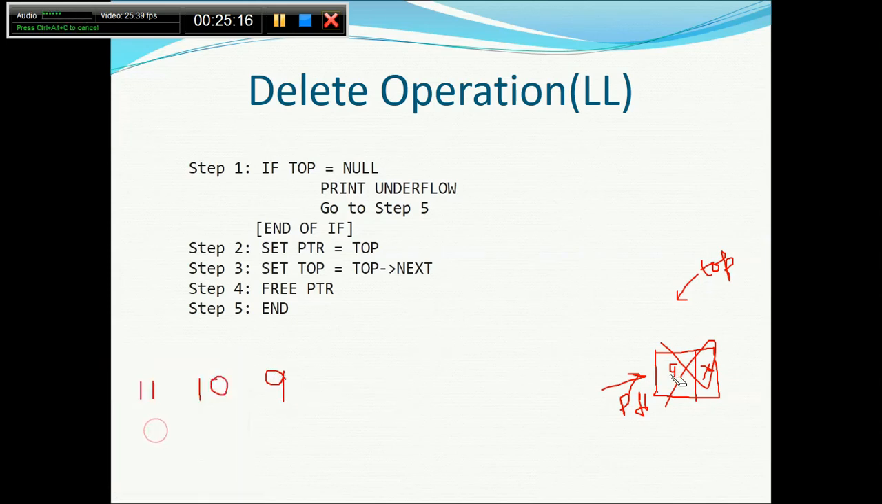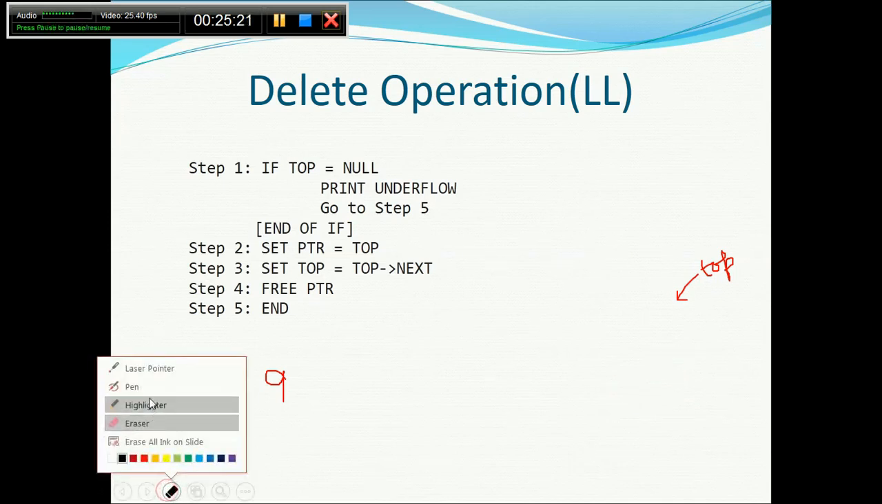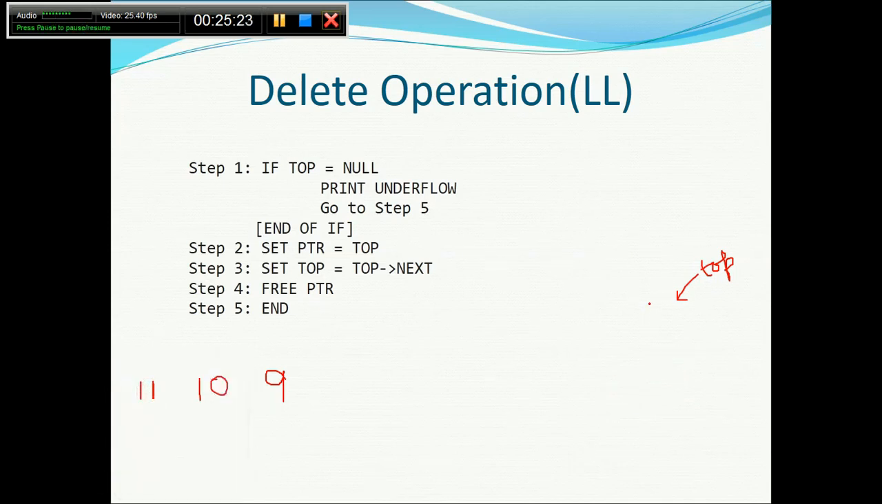So let me delete also. Now top is pointing to null. So this algorithm will try to execute one more time. What happened? Currently top is pointing to null. Yes, if top is equal to null, print underflow and exit. Go to step 1, that is exit or end. Means you are done with the algorithm. So first element deleted is 11. Then 10 I have deleted and then 9.